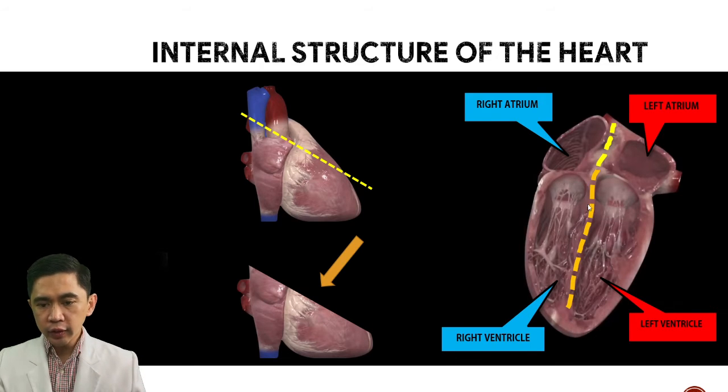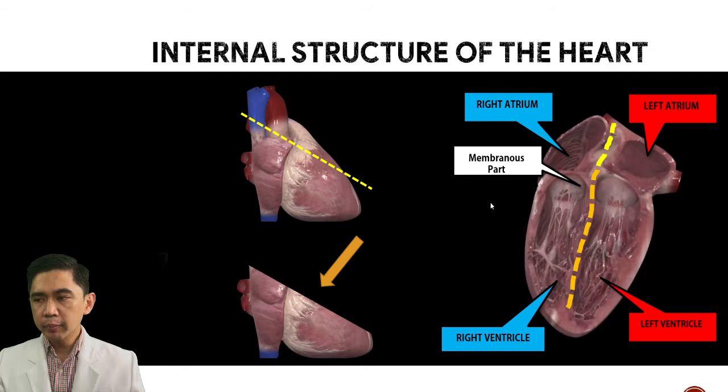The upper part of the ventricular septum is a little bit thinner than the lower part. It is more fibrous than muscular. So it is what we call the membranous part of the ventricular septum, and the thicker muscular part of the septum is what we call the muscular part.